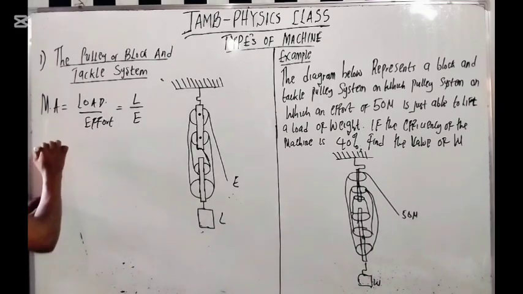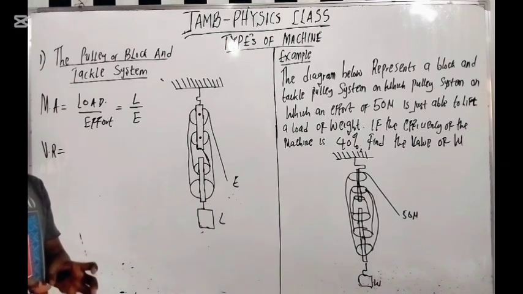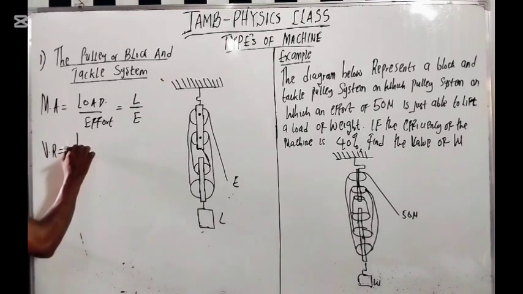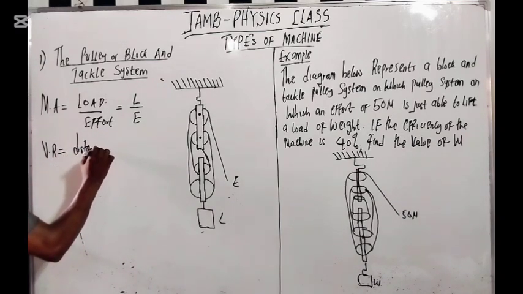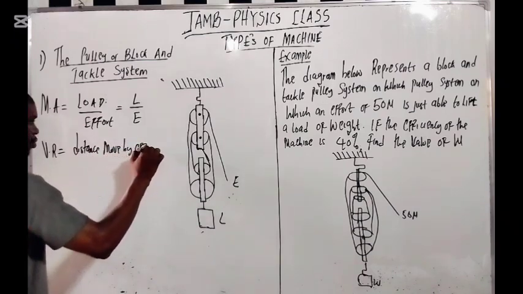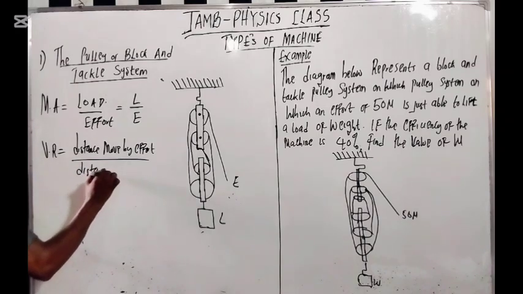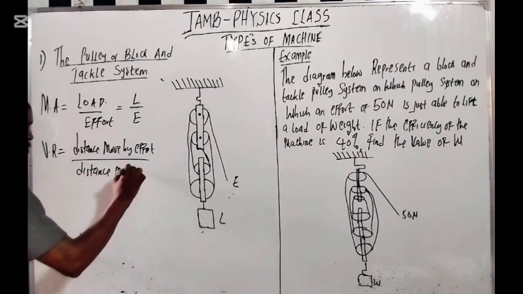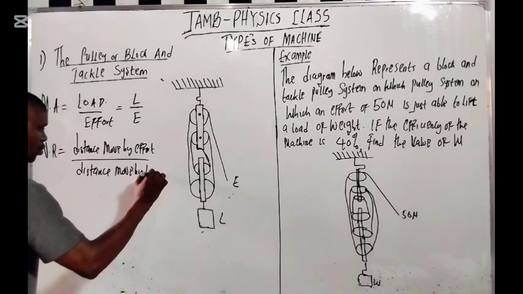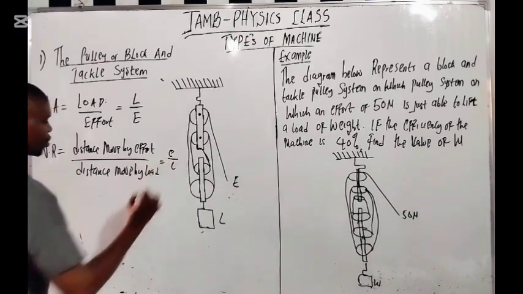Now we have velocity ratio. Velocity ratio is equal to distance moved by effort over distance moved by load, which is E over L.